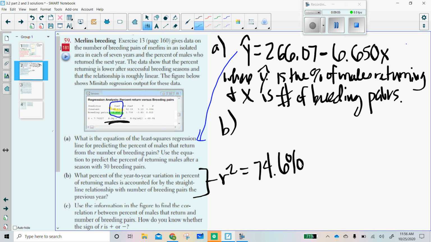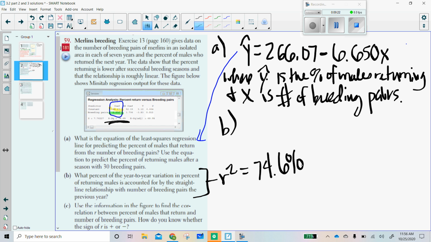Notice that I just used the one that says R squared, or RSQ. I don't use the one that has the ADJ next to it, because the other one is the adjusted R squared, which is not something that is appropriate for us to use. We're always just going to use R squared.